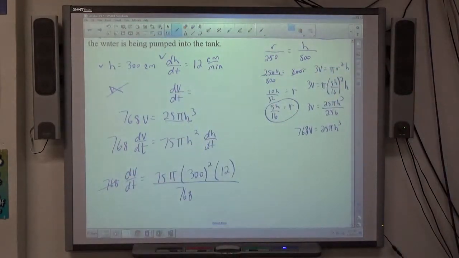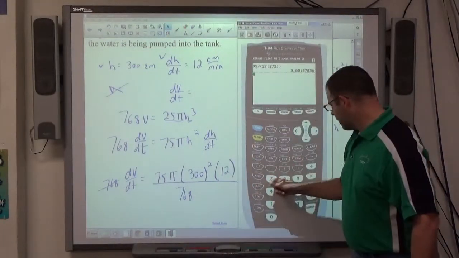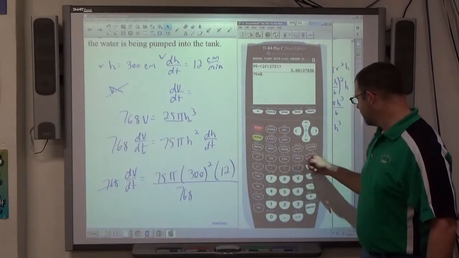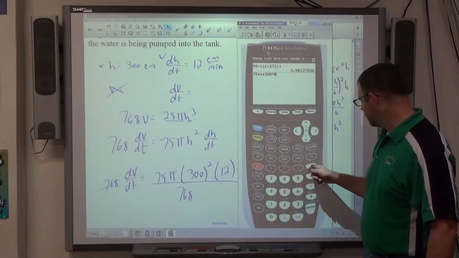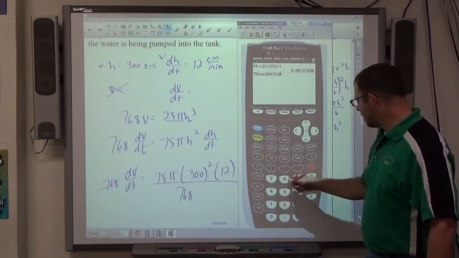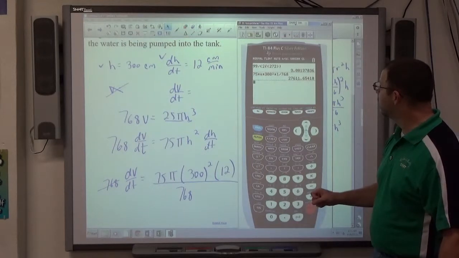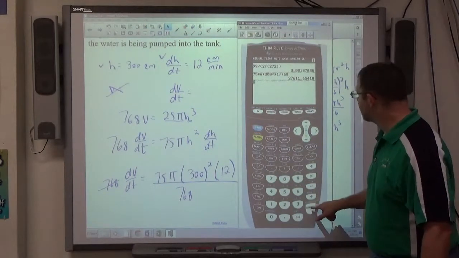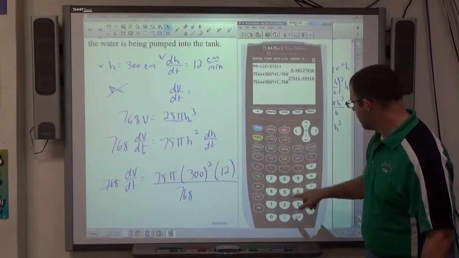So dv over dt equals that thing, and that thing equals something. Let's see. 75 times pi times 300 squared times 12 divided by 768. I hope it equals 331,000 something. Oh, you got times 1. Oh, good. I was going to say. I hope it equals 331,000 and something, because that's what it equaled earlier when I did it.